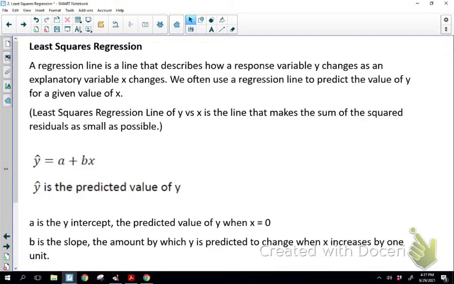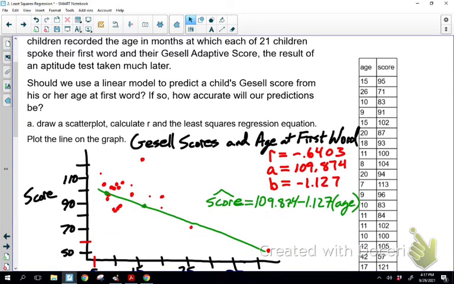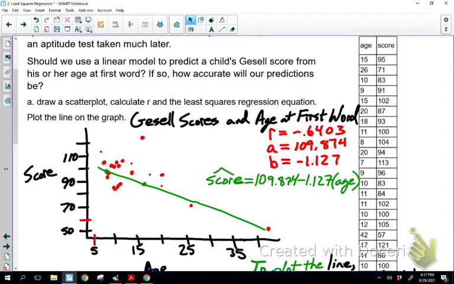Alright, in this video I am going to interpret the slope and y-intercept and also correlation again. I think you can see that in a previous video, but I'm going to do it again. So we were looking at these Gesell scores and age of children when they spoke their first word. And we had all this data output and a scatter plot.